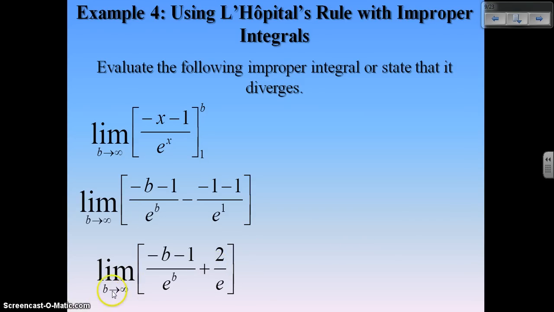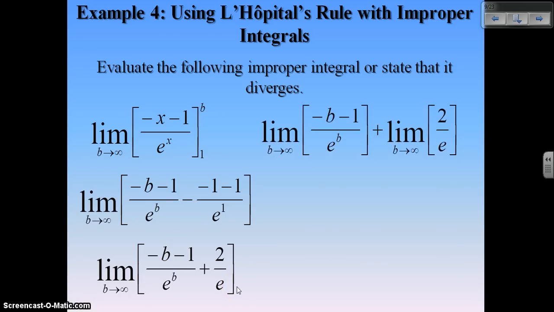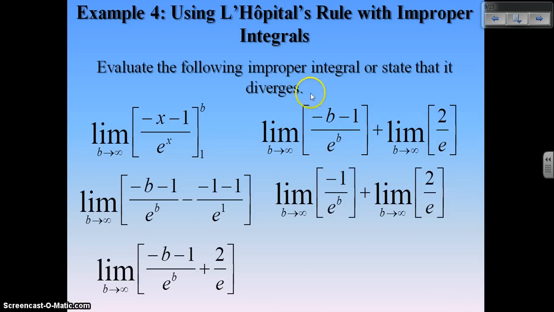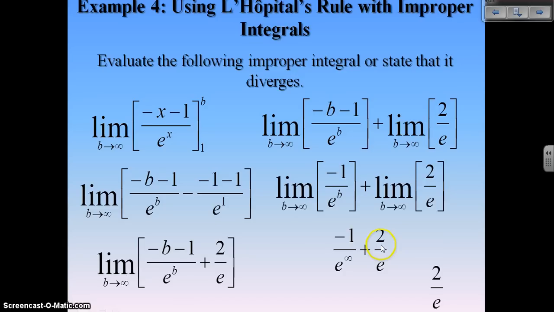But now if I look at this, I'd still have infinity over infinity, which is the same problem I had a moment ago. Okay? Again, you can take the time to split that up, and if you're doing the AP exam, it's good to do that so you can show people what you're doing. Applying L'Hopital's rule, the derivative of negative b minus 1 is just negative 1. e to the b stays e to the b. If I plug in my infinity now, this goes to 0 right here because I have infinity on the bottom. 0 plus 2 over e is 2 over e.